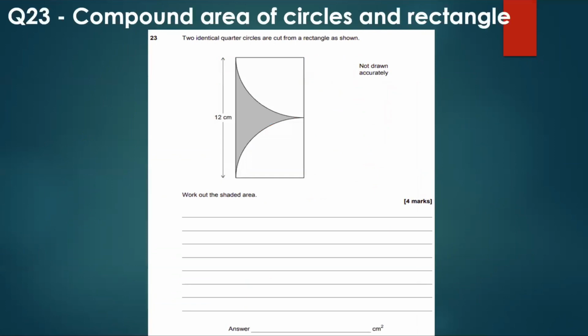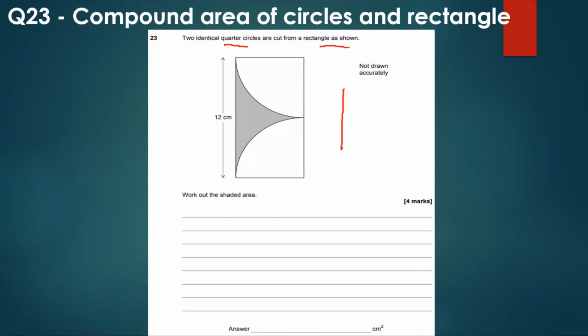Back over to Abdallah for question number 23 now. Okay, question 23, guys. So 2 identical quarter circles are cut out from a rectangle as shown. Work out the shaded area. Okay, so the first part, what I'm going to do is work out the area of the rectangle.